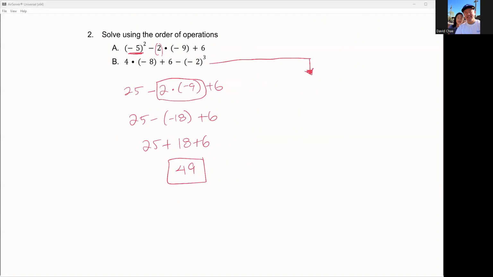All right. Here we go. Letter B, you do the exponent first. That's still negative 8 right here. Then 4 times negative 8 plus 6 minus. Multiply out here, it'll be negative 32 plus 6, and then plus 8. Negative 32 plus 6, you go from left to right. Negative 32 plus 6 is negative 26. Negative 26 plus 8 is negative 18. And that's your answer.